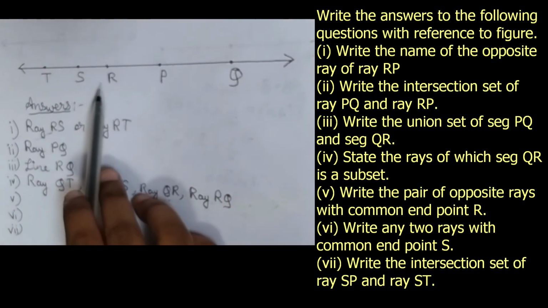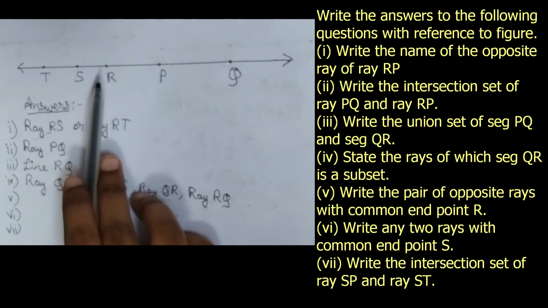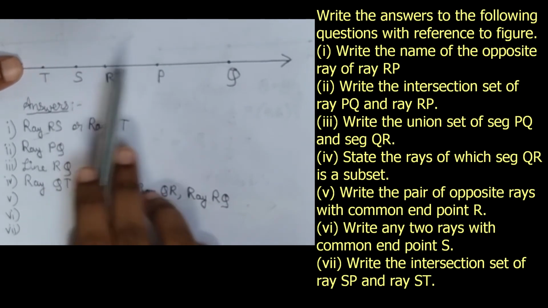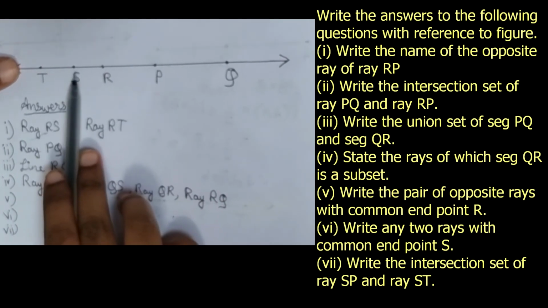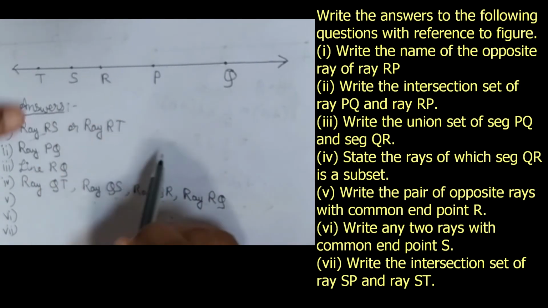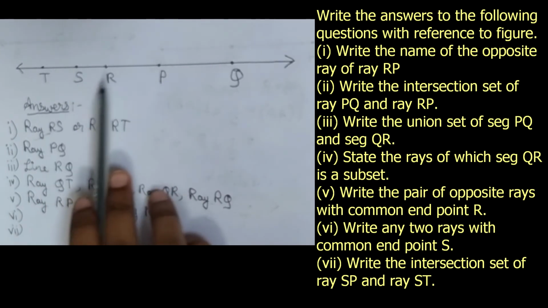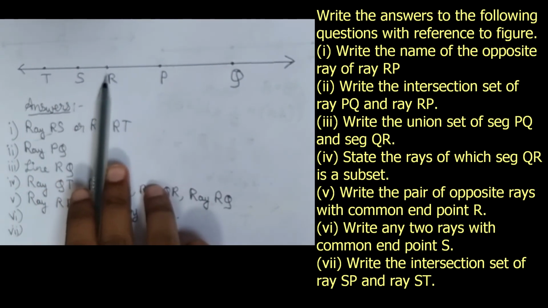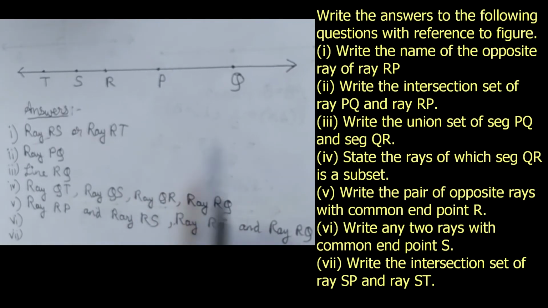Here is the point R. Now we have to write opposite rays with the endpoint R. First, we can write ray RP and ray RS. They both are opposite. Now one more is ray RT and ray RQ. Those are also opposite rays which have endpoint R, right? So this is the answer for this question.